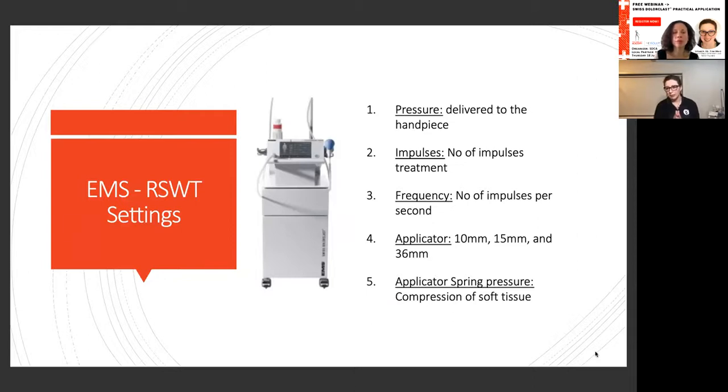The applicator spring pressure: the head of the device, which I'll show you later, has a spring in it. This compression of the head is really important. Otherwise, the shockwave doesn't go into the patient, it ricochets back into you as a practitioner. So all those things are really important, and we can alter all those 5 things on any machine.